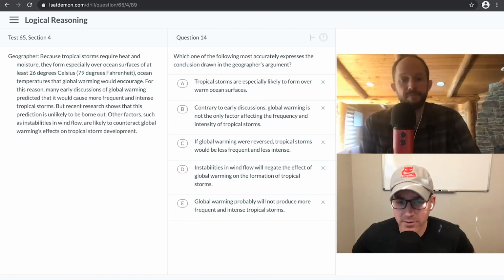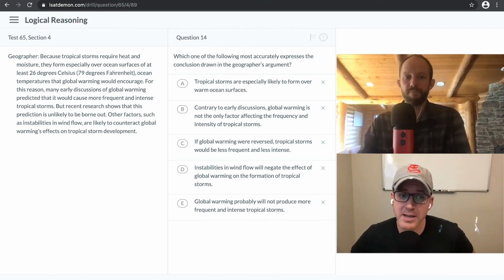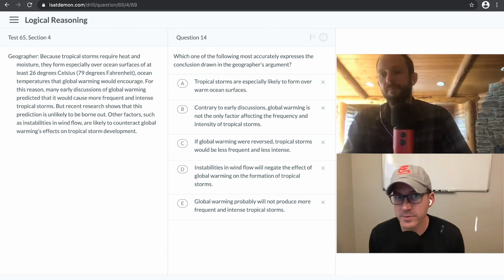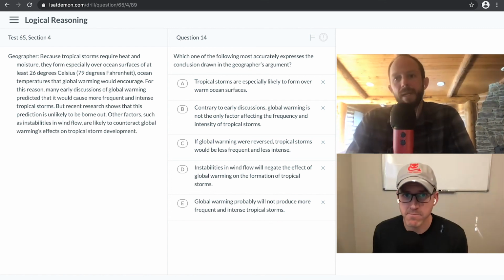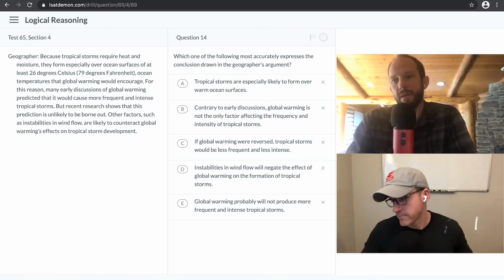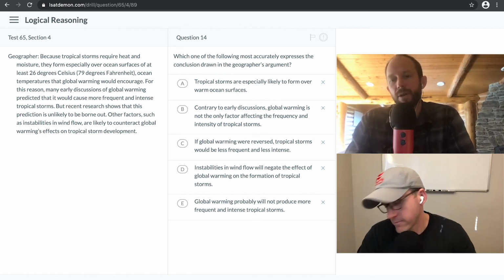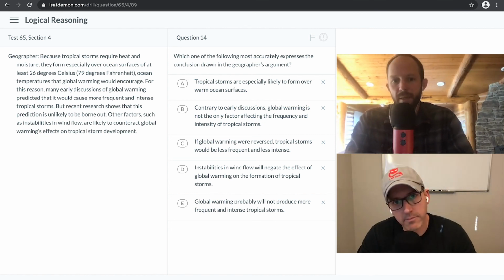Notice the language in E too. It says probably will not produce, is unlikely to be borne out. Matches perfectly. Nothing different, nothing extra, and it is the main conclusion of the argument, so we can happily pick E.